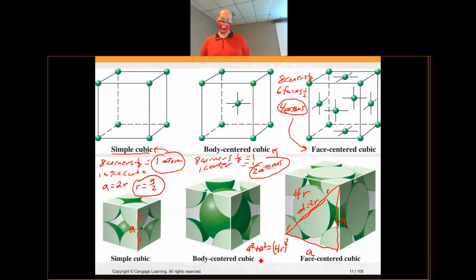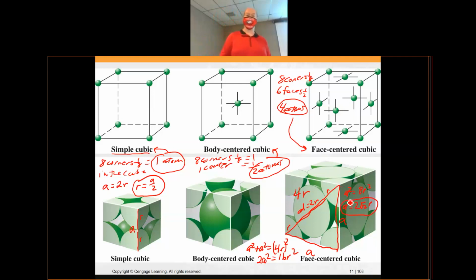And so we have 2a squared is equal to 16r squared. Now we're running out of room. Okay, so then we divide by 2, and then we get a squared is equal to 8r squared. And then you take the square root of both sides and you get a is equal to 2 square root of 2 r.